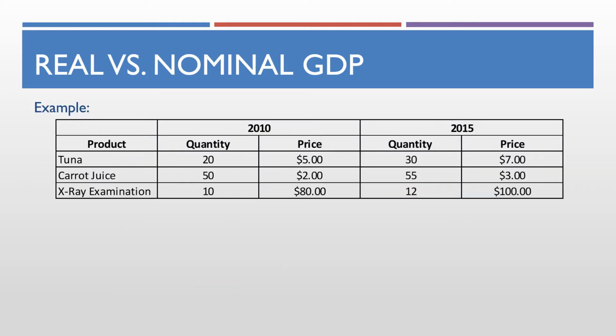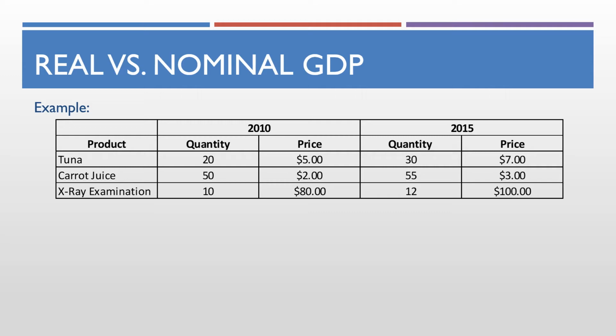Here's an example. We have 2 years of output from a simple economy, where this economy only produced tuna, carrot juice, and X-ray exams. So we want to track how much the economy is actually growing from the year 2010 to 2015, given the quantity of each good and the price of each good.